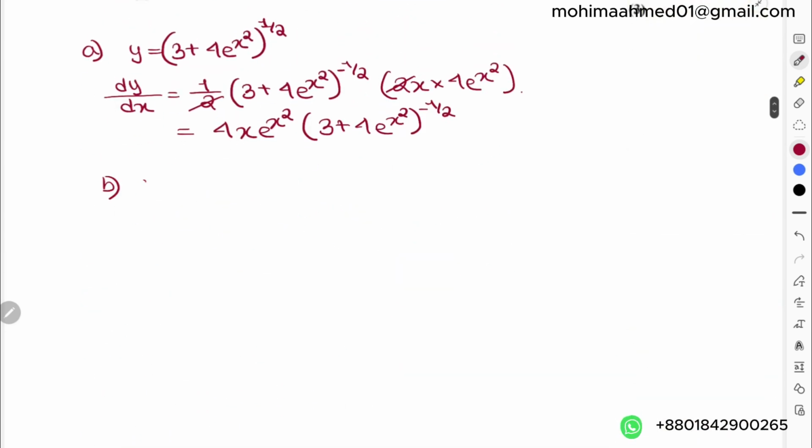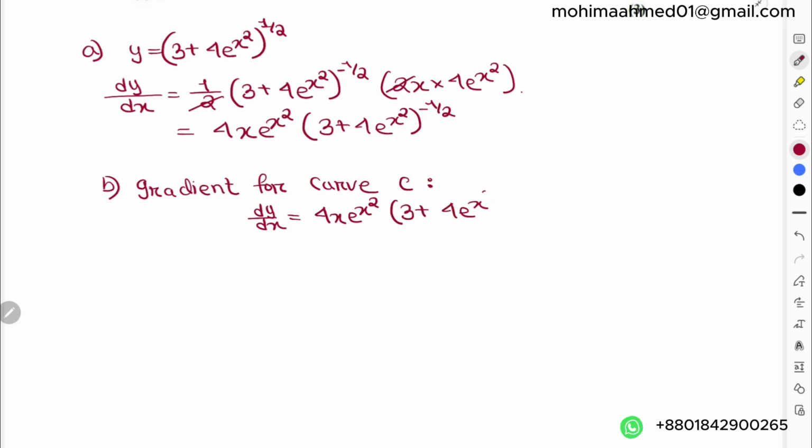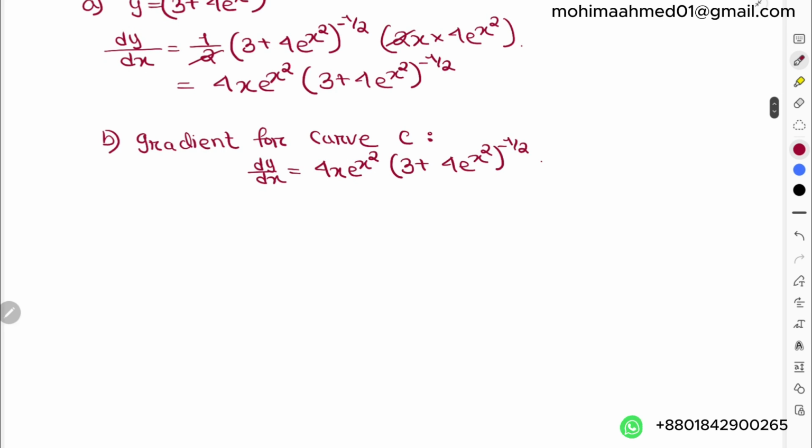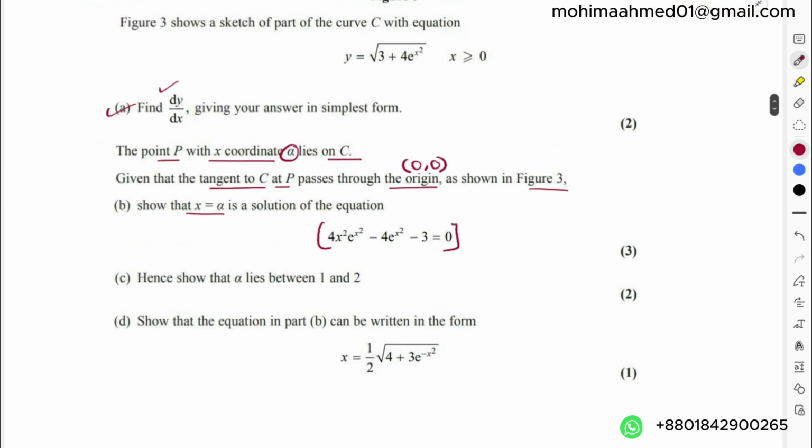For part B, I know the gradient for the curve C is already given as dy/dx = 4x e^(x²) (3 + 4e^(x²))^(-1/2). And this is the gradient for your curve C. Now with this value, I can also find out the gradient for your tangent. Now you have to understand that for the tangent, one minute.